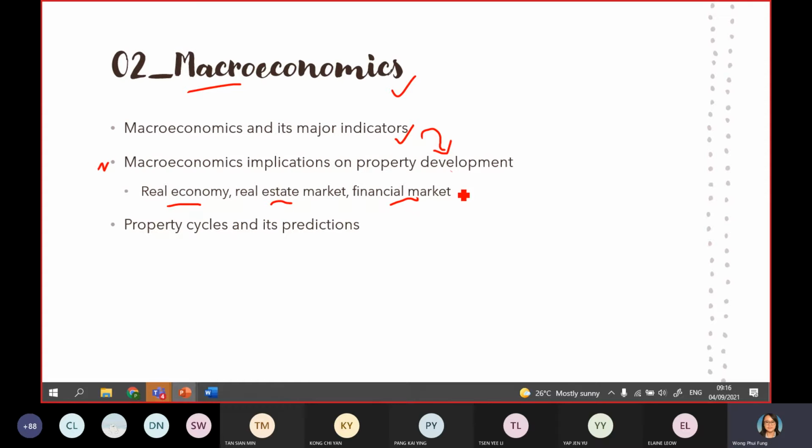So in this subchapter, we learn how these three cycles, these three markets, interact together. As a conclusion, you should know that the property market does not operate in solo. It is actually affected by macroeconomics, whether the GDP is very high, whether the GDP is very low, or whether the government introduces any new policy. All these policies will definitely affect the property market.